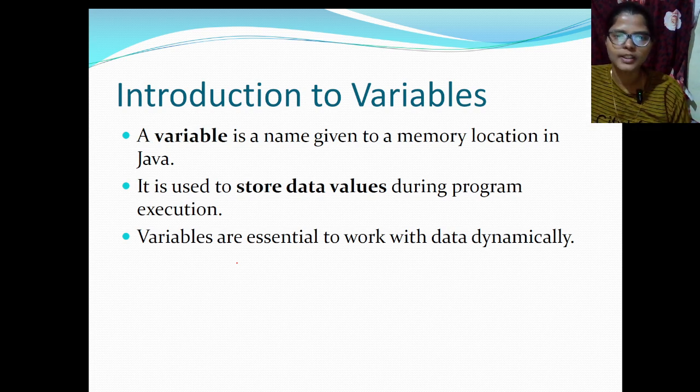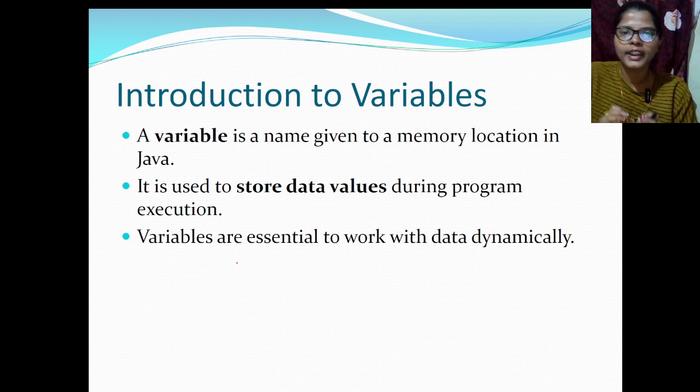So what is meant by a variable? It is a name given to a memory location in Java. Like how we put names on ourselves to identify each other, man to man, to call each other. In the same way, a variable name is used to call the data which is stored in memory. It is like a location name where the data is stored.